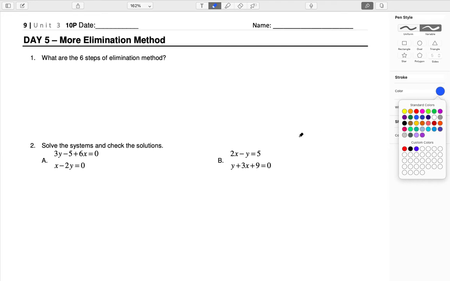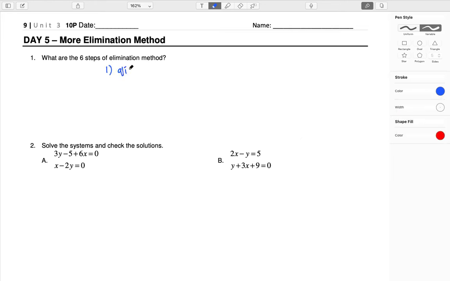Okay, now elimination method. Day 5, we're going to do a little bit more elimination, and for day 6 and 7, it's all substitution. Okay, so what are the 6 steps of elimination method? Well, first thing we want to make sure is that we align all the variables together.